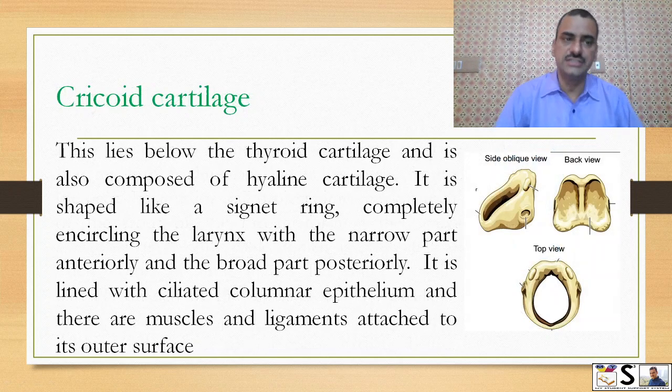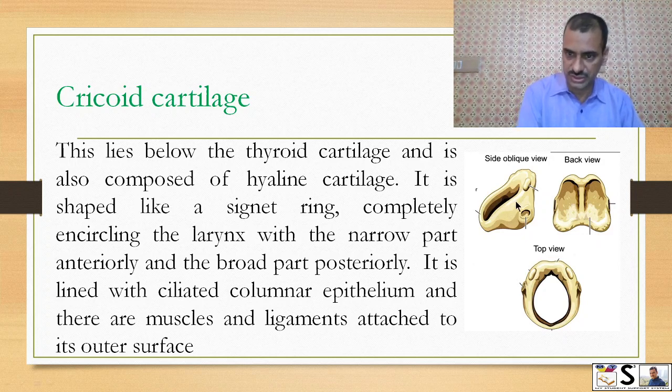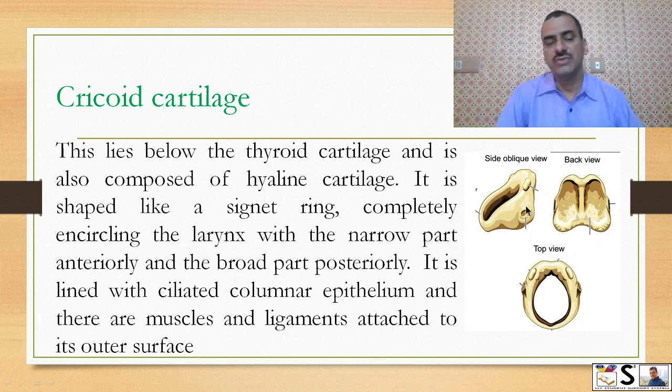Second is cricoid cartilage. This lies below the thyroid cartilage and is also composed of hyaline cartilage. Its shape is like a signet ring, completely encircling the larynx, with the narrow part anteriorly and broad part posteriorly. So this part lies anteriorly and this posteriorly. It is lined with ciliated columnar epithelium, and there are muscles and ligaments attached to the outer surface.